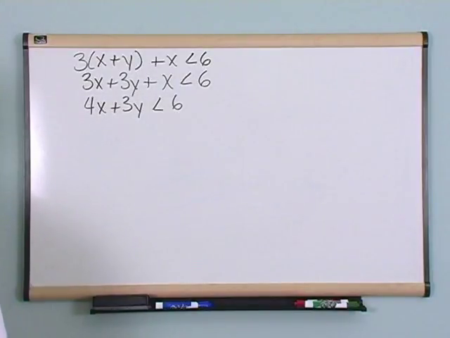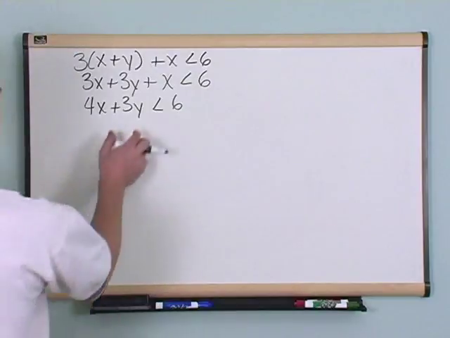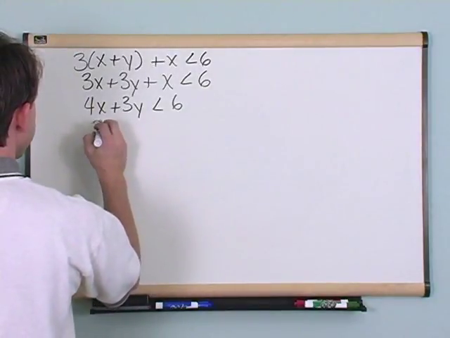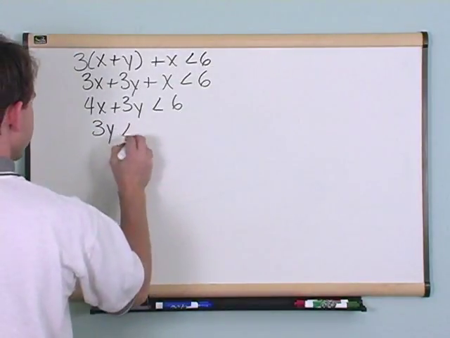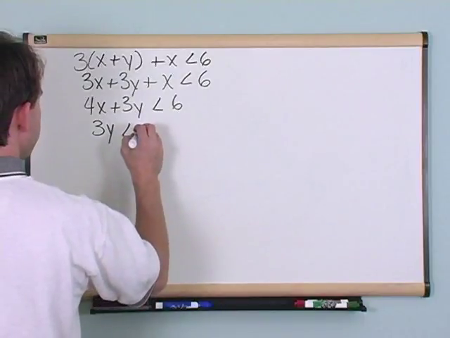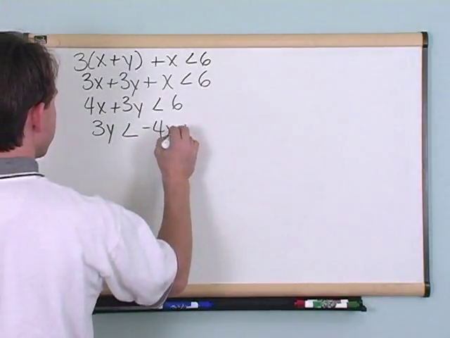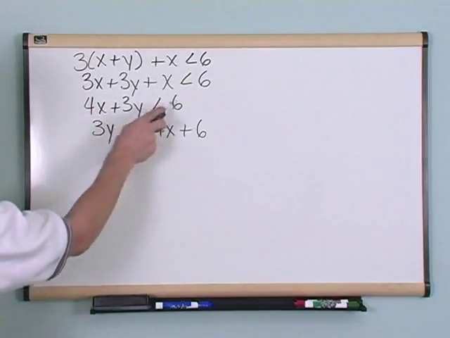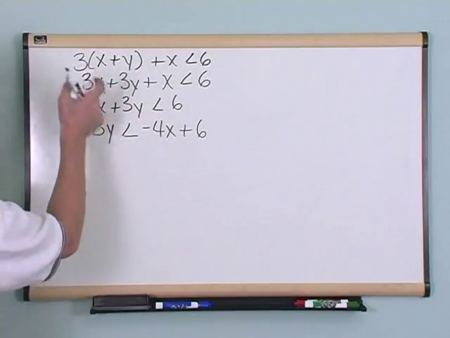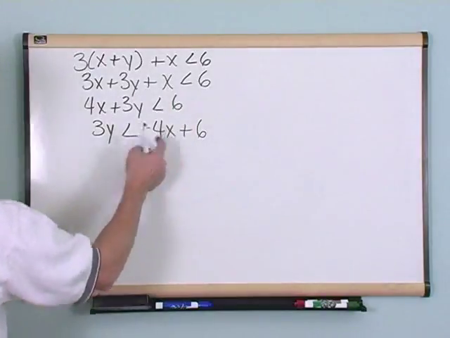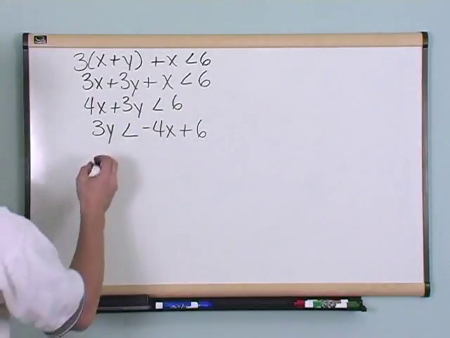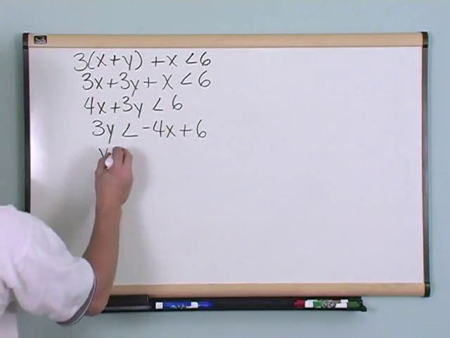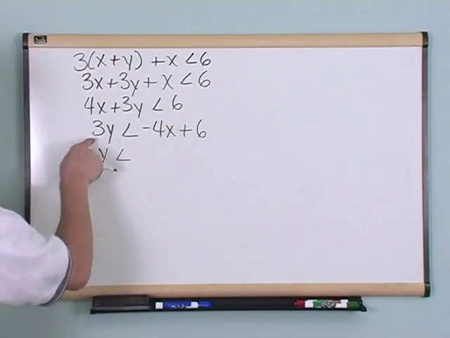Now, the next thing I really want to do is solve for y. So I'm going to say 3y is less than negative 4x plus 6. How did I do that? I just subtracted 4x from both sides. So it disappeared from this side and it popped up as a negative 4x over here. And finally, to get y by itself, all I do is I divide by 3.